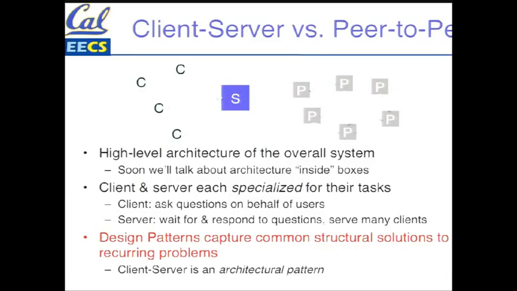So over time, the client and the server software get to be quite specialized for their tasks. Right? The client's job is interact with a human being, typically, and ask questions on behalf of the user. The server is supposed to wait for people to ask questions and then serve many clients at a time, efficiently answering those questions. An alternative, if you use something like BitTorrent, is the peer-to-peer architecture, where roughly speaking, any given participant can be either a client or a server.